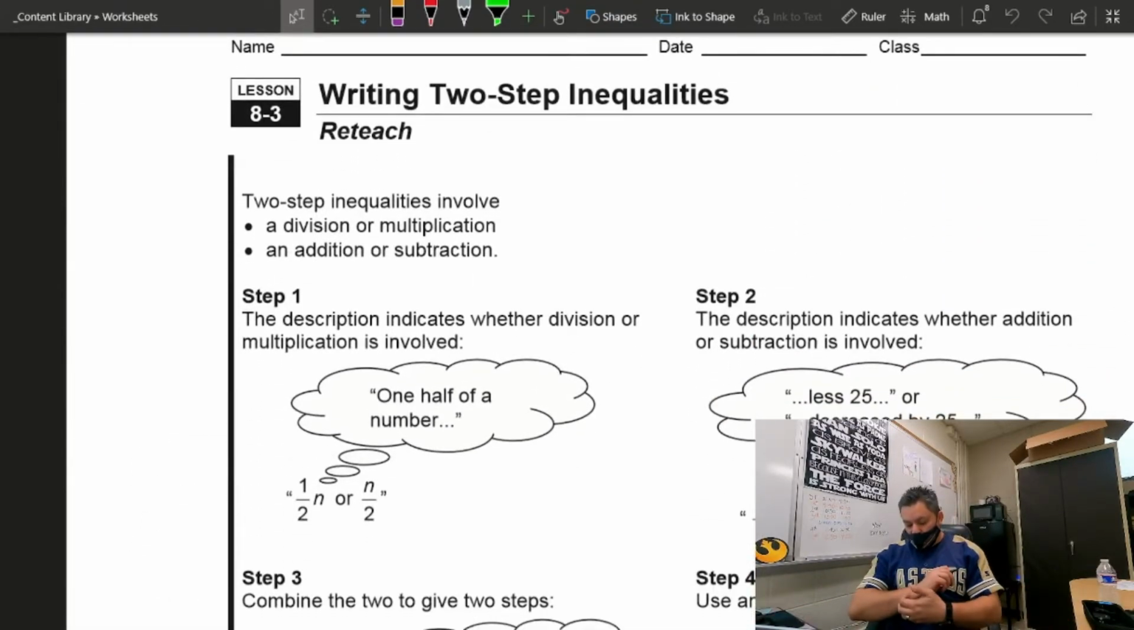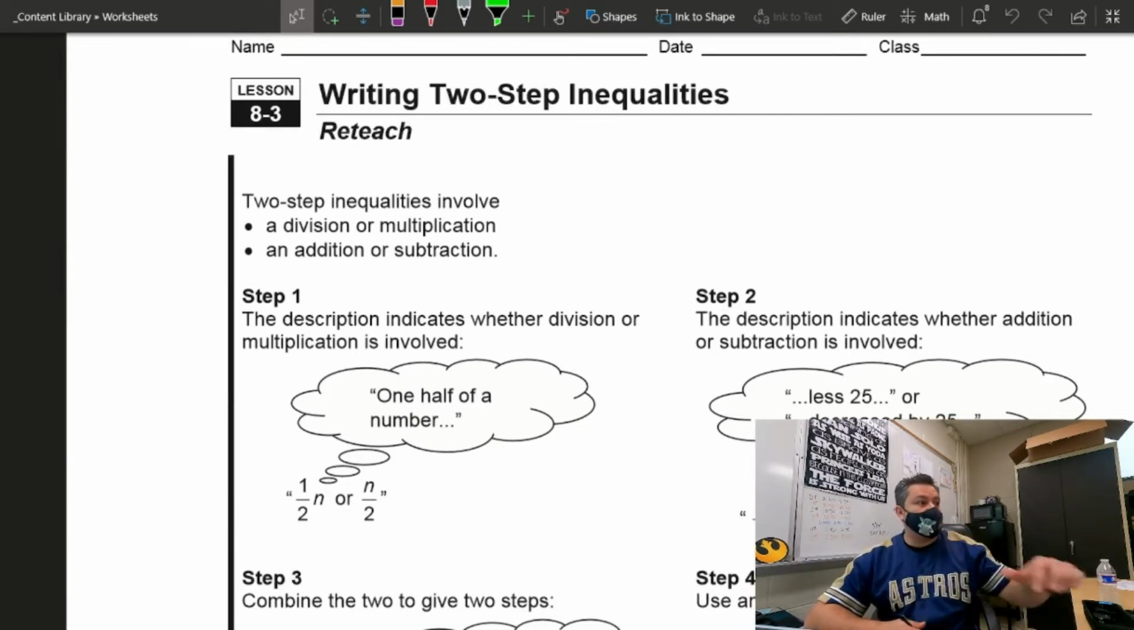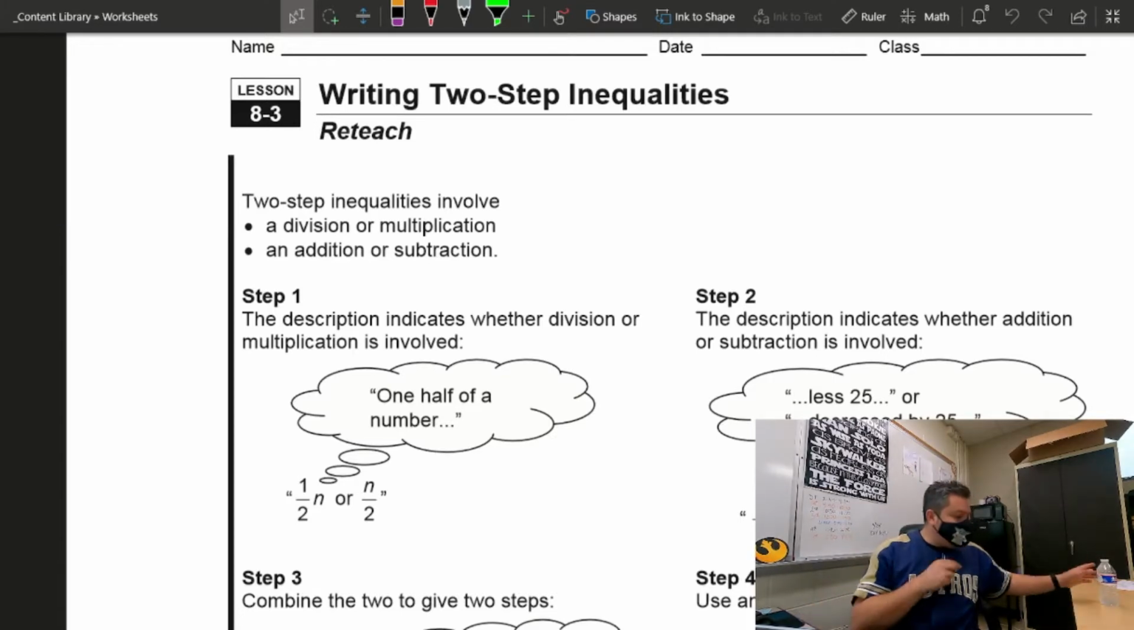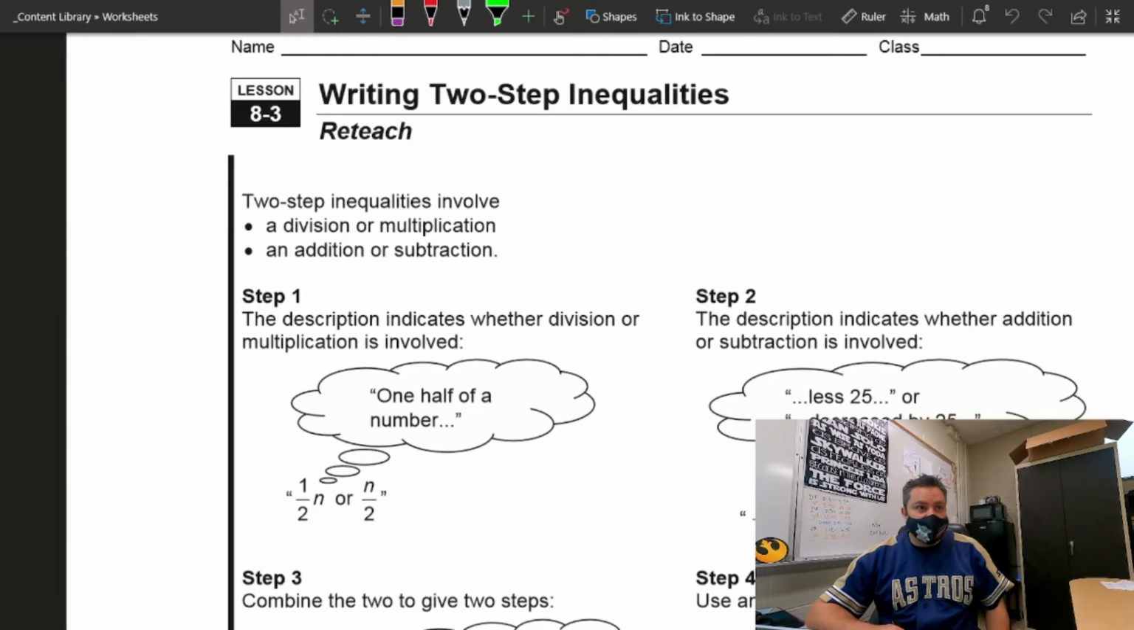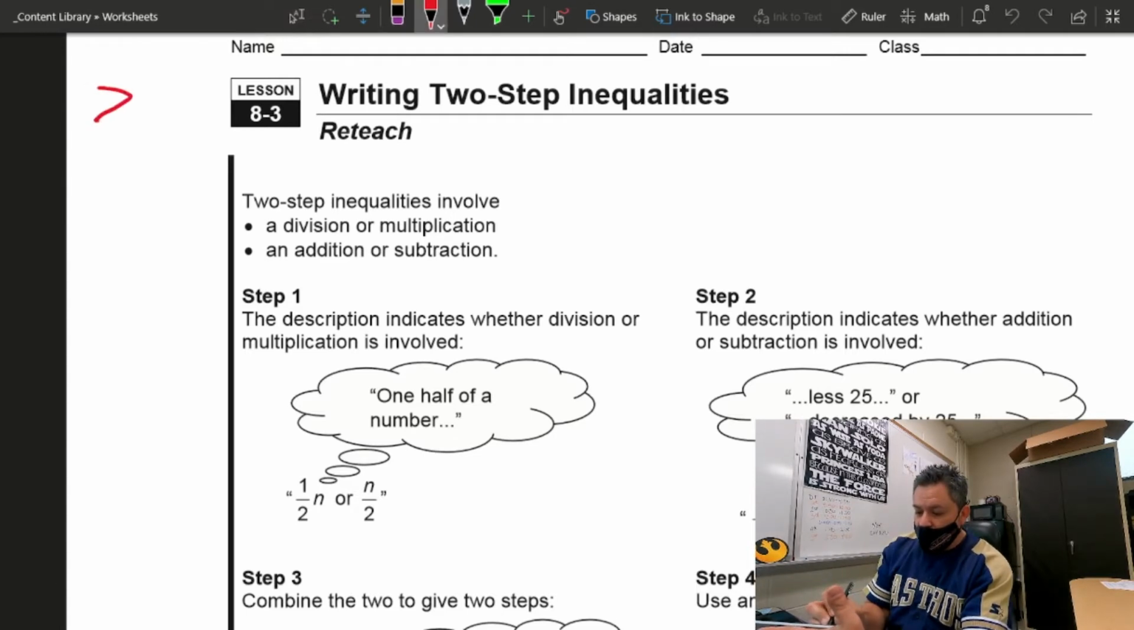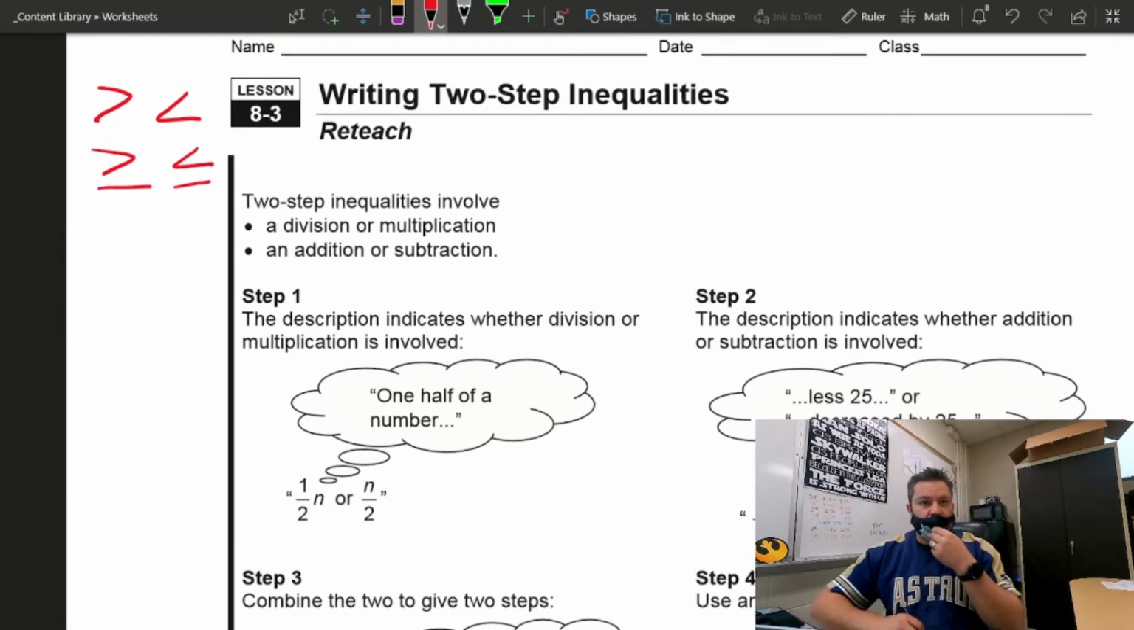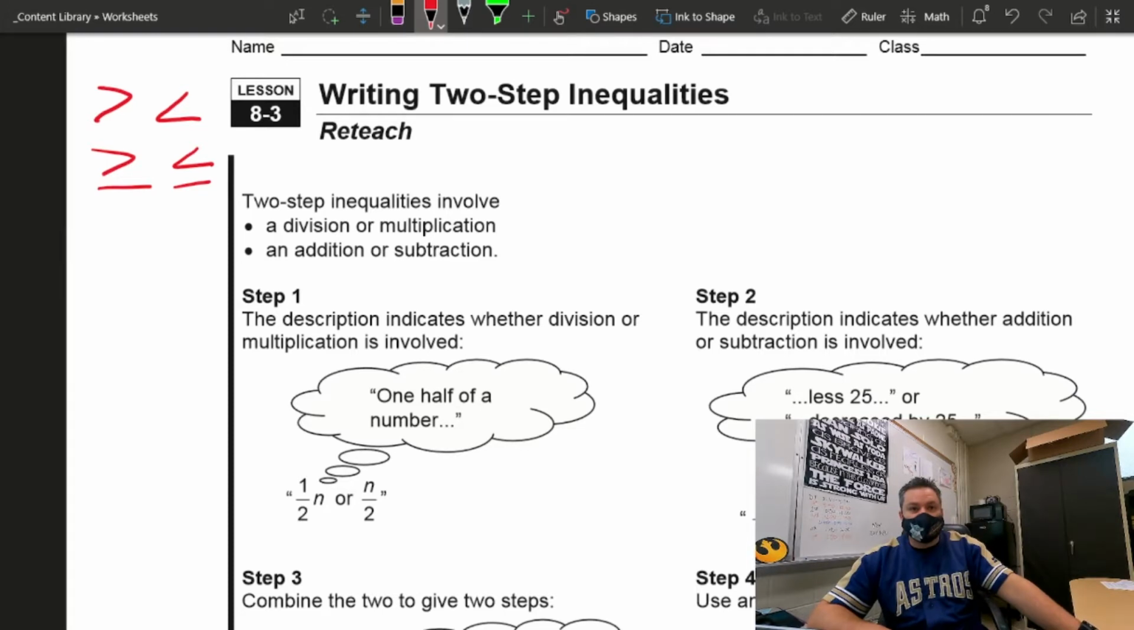Just before we start, we have a few things that we got to cover, kind of like a review on inequalities. Inequalities are basically solved almost the same way as an equation, except now, instead of the equal sign, we're gonna have an inequality sign. What's an inequality sign? For inequality signs, we have four of them: greater than, less than, greater than or equal, and less than or equal. And that's it. There's four signs.